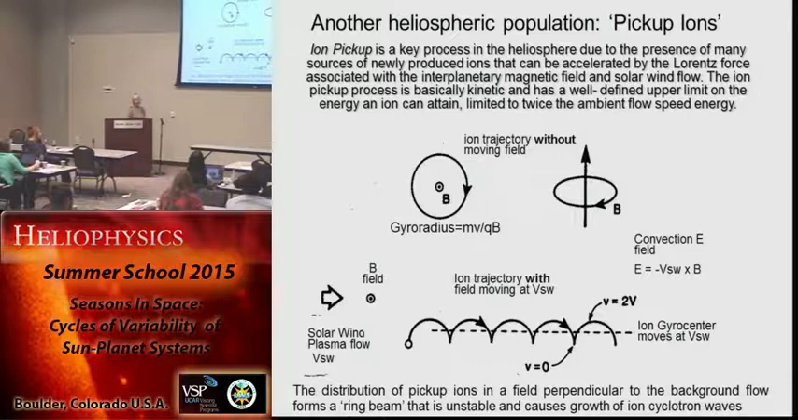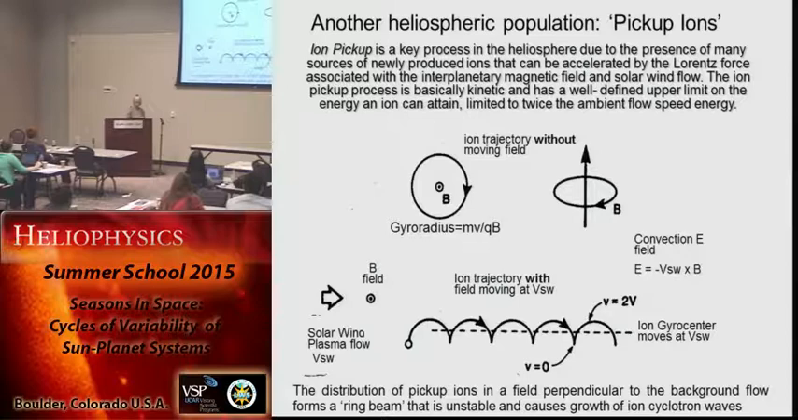Heliospheric pickup ions are another thing that's in the mix. Neutrals can come in quite freely from the interstellar medium. They don't see boundaries, they don't see shocks. They're coming in at just 25 kilometers per second, because that's the relative speed of the interstellar medium relative to the sun, from what people can infer.